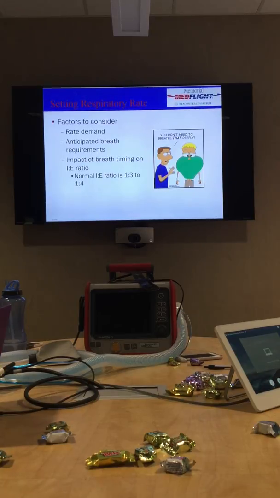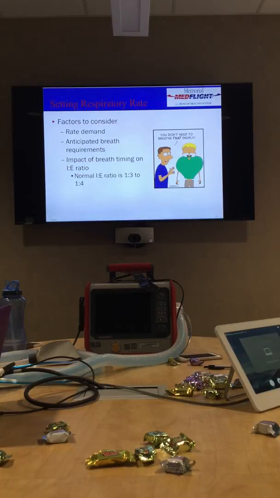Anyways, what would you set your rate at? Are you gonna set them at a normal rate? Right, so they're probably gonna be hypoxic, so you wanna make sure that you set them at a higher rate, and then you're gonna wanna watch your patient, watch your numbers, and see if you need to bring that number down or what you need to do. So you'll change that. The other thing that can impact your rate is your IE ratio.